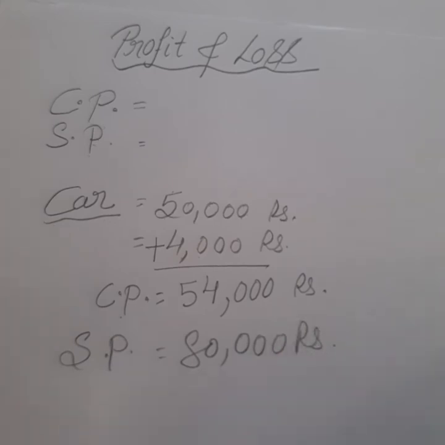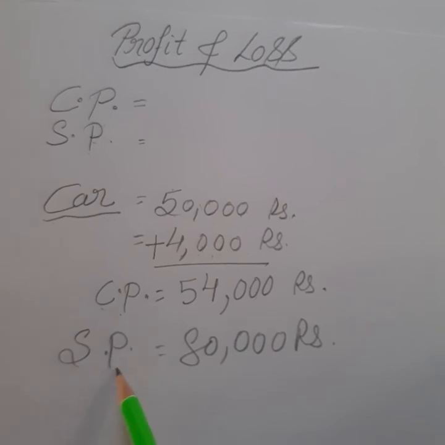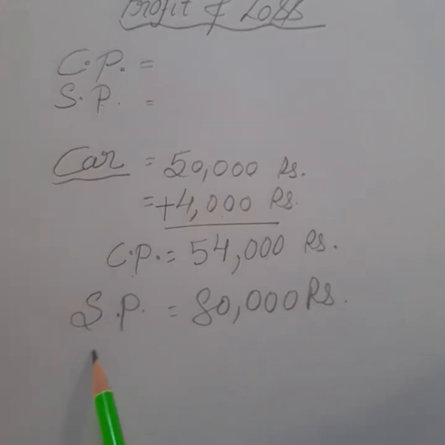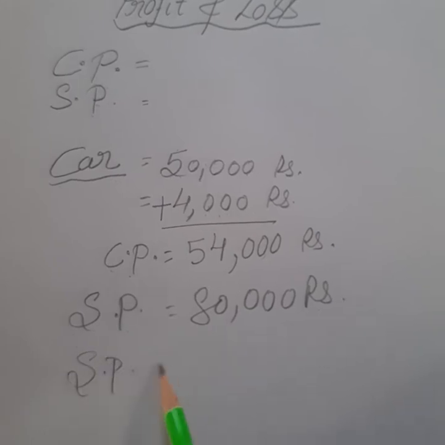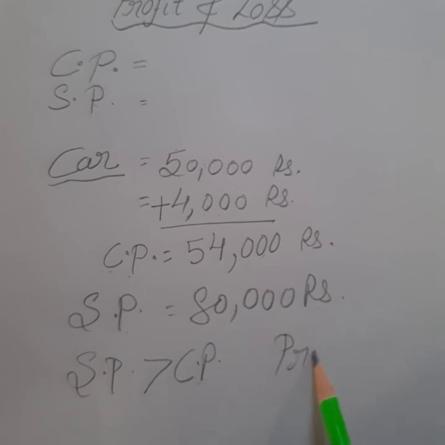Now listen very carefully. A person purchased a car for 50,000 rupees and he spent 4,000 more on its repair work. So we add these two prices, and in this way we get our cost price. For the selling price, he sells his car for 80,000 rupees. To find the profit or loss, we have to see that if the selling price is greater than the cost price, then in this condition we have profit, or you can say gain.